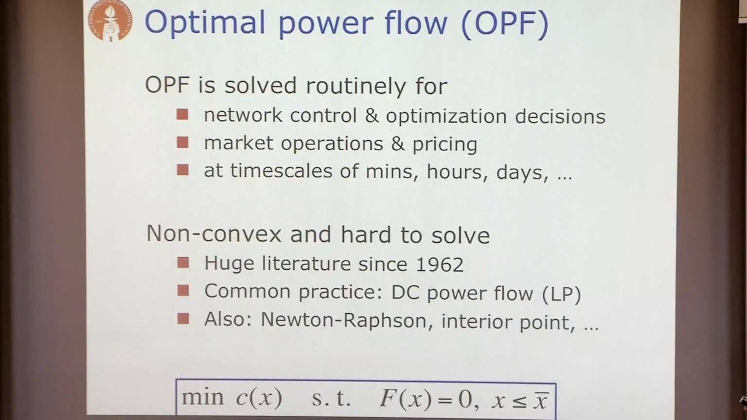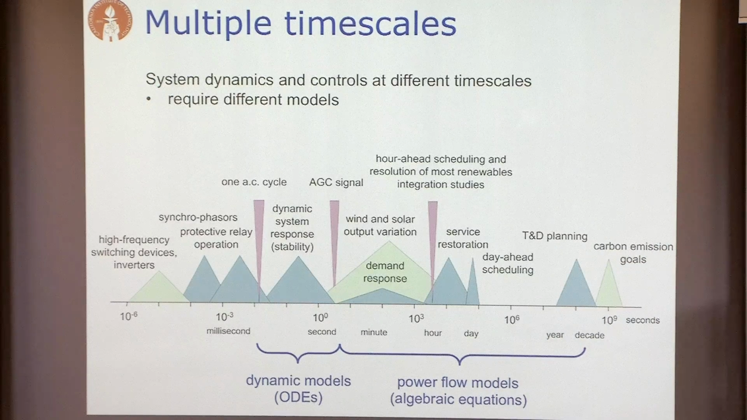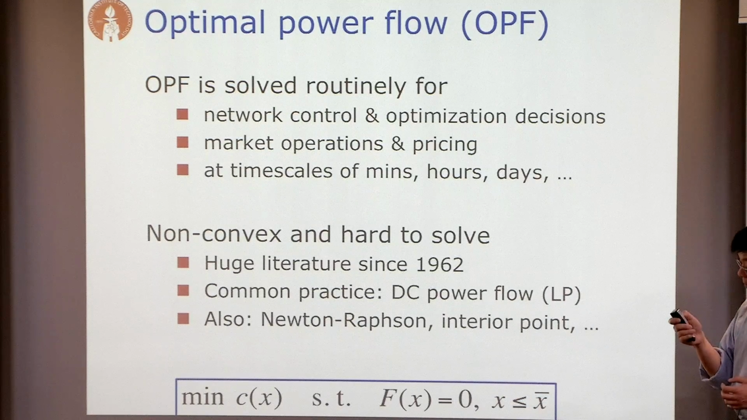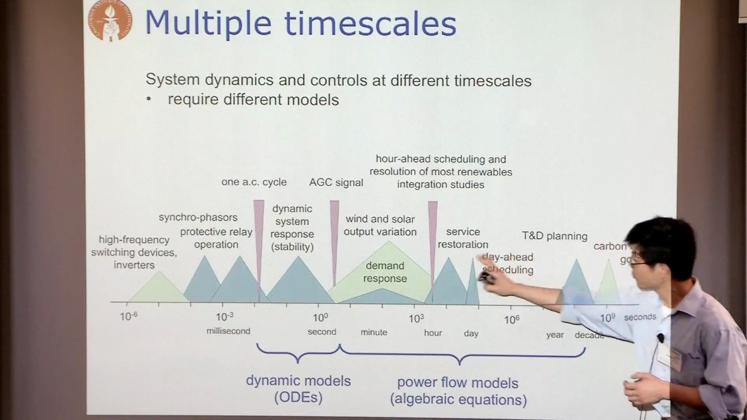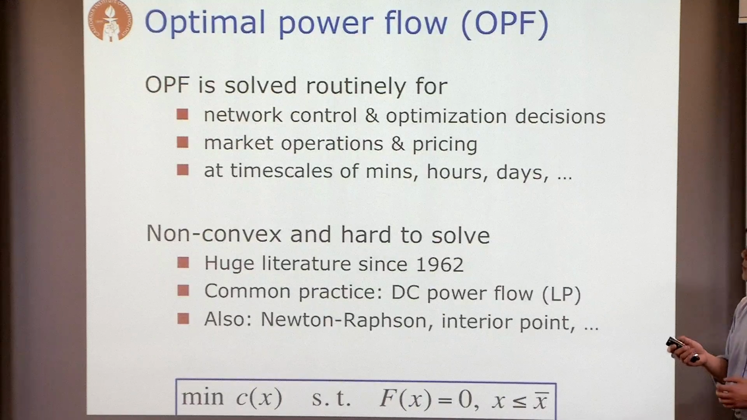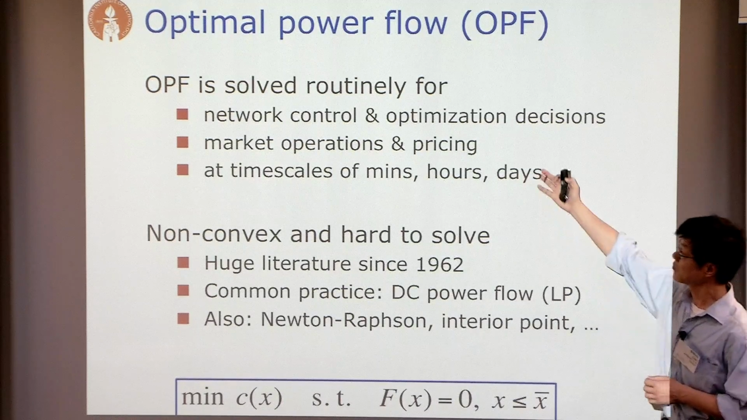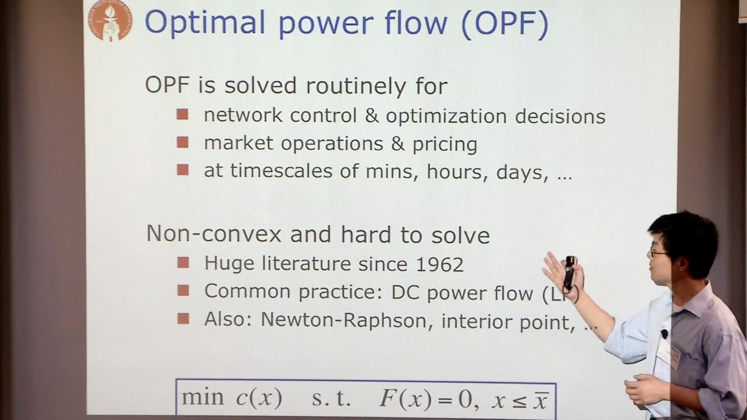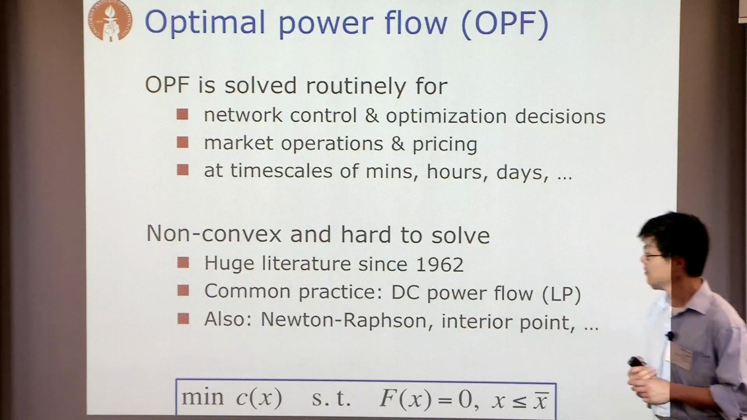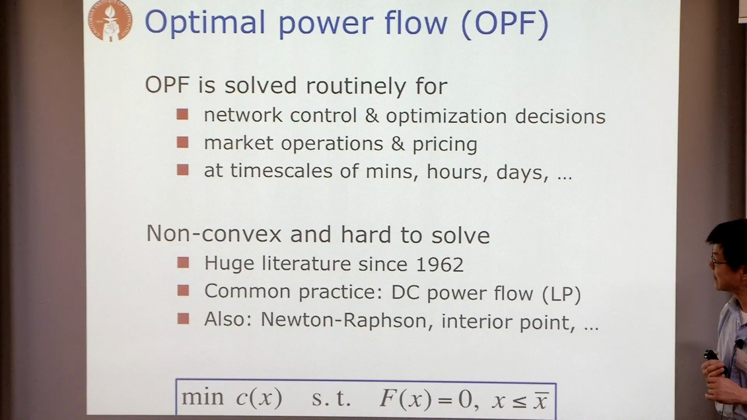OPF, the problem that underlies a lot of these applications, is simply a constrained optimization. It is important because in many power system operations and planning problems, underlying those applications is this OPF. Therefore, it is routinely solved for network control and optimization decisions, and also to set pricing, for example, at timescales of minutes, hours, days, and so on. It was first formulated in 1962, and is well known to be non-convex because Kirchhoff's law is nonlinear.